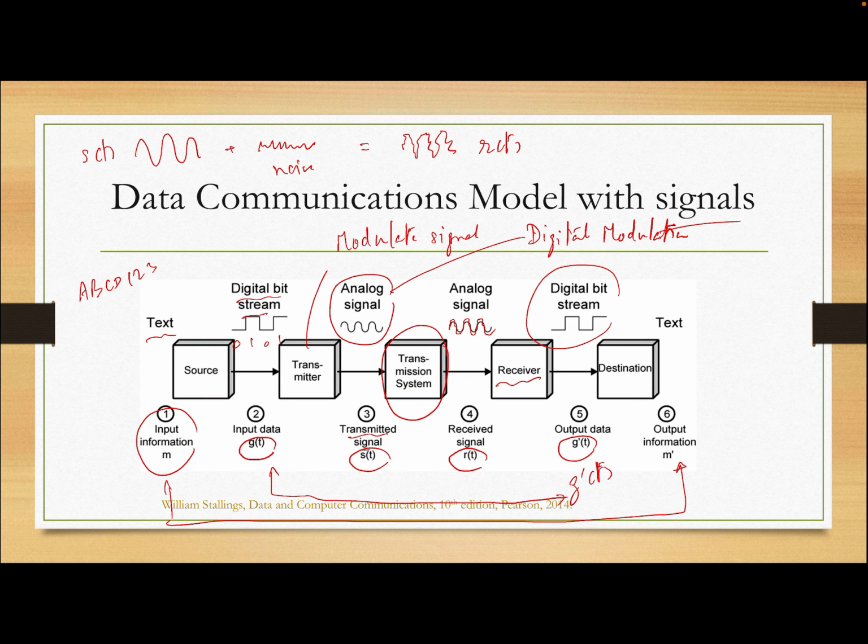Anyway, we want M' to be the same as M, and we want g'(t) to be the same as g(t). But I have to write g'(t) or M' because sometimes it's not the same. Because of the noise, sometimes you make a wrong decision and what you receive is not the same as what you transmit. But you want to reduce the difference as much as possible. You want to receive the correct thing, the same thing.